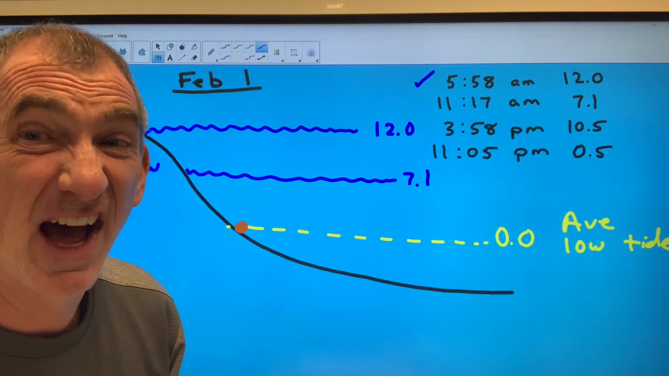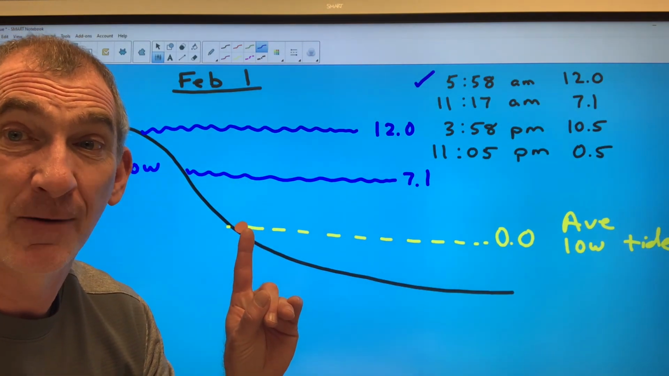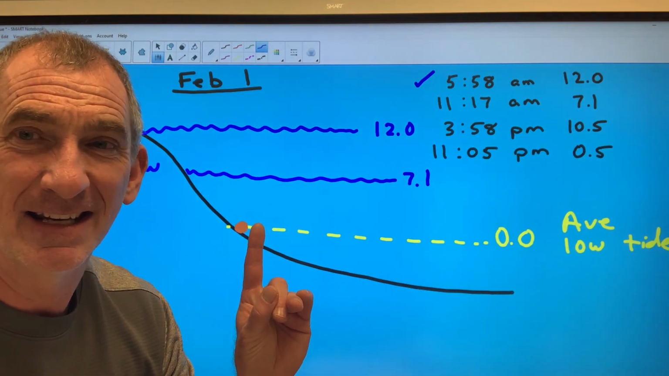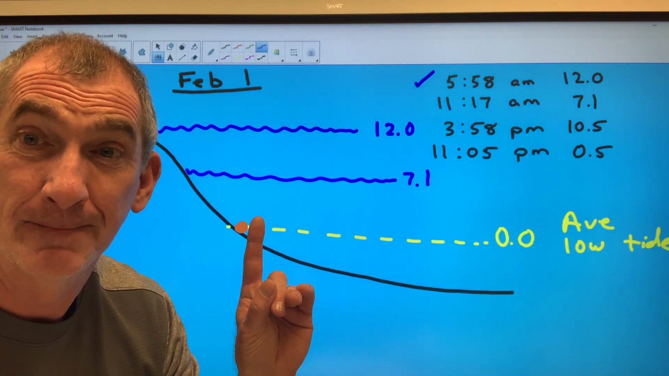Now, it's still not that good of a low tide. You still have to dive down 7 feet to get to that orange rock. So you're not going to see any starfish. You're not going to see any cool things down at the beach, but it's a low tide.